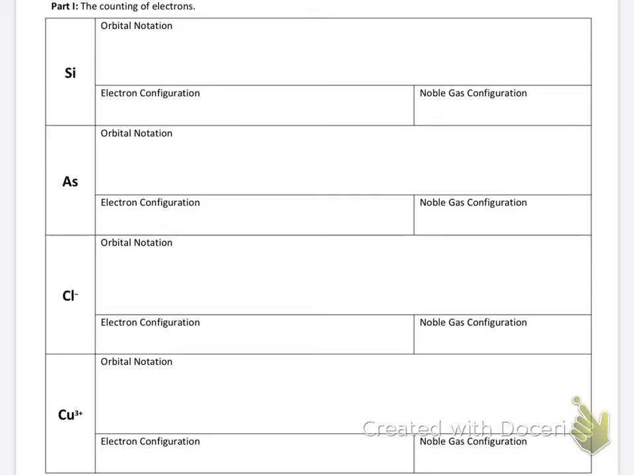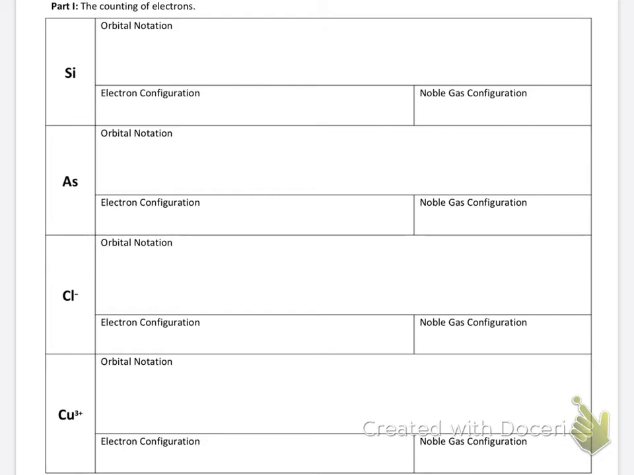So we're starting on page 13, just looking at how to write our different types of electron configurations that we have for both atoms, neutral atoms like we see there with silicon and arsenic, as well as our ions that we see there with the Cl- and that Cu3+. So let's start by looking at our silicon.